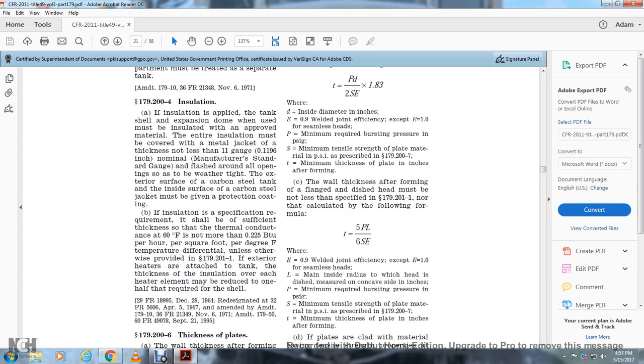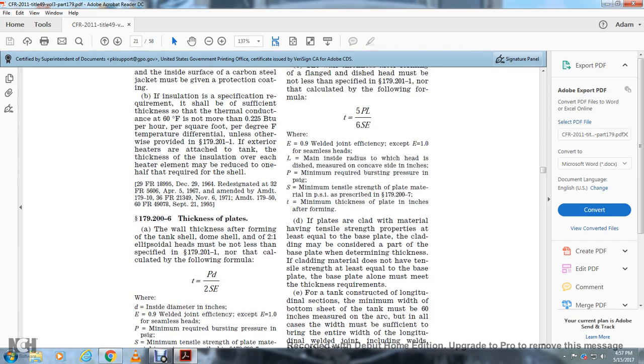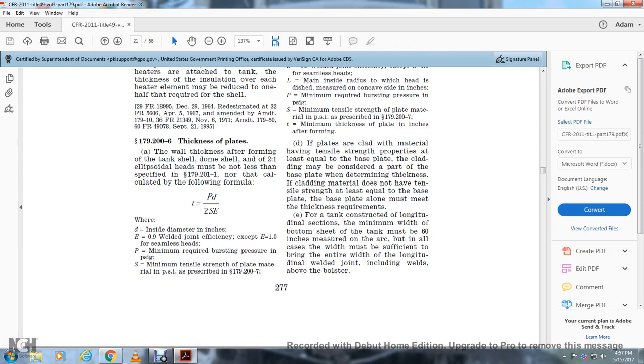a protective coating. The insulation specification requirement is that it shall be of sufficient thickness and thermal conductance that at 60 degrees Fahrenheit, the conductance is not more than 225 thousandths BTU per minute, or BTU per hour per degree of temperature difference, unless otherwise provided in 179.201. If exterior heaters are attached to the tank, the thickness of the insulation over each heater element may be reduced to 1/2 of the required shell thickness.